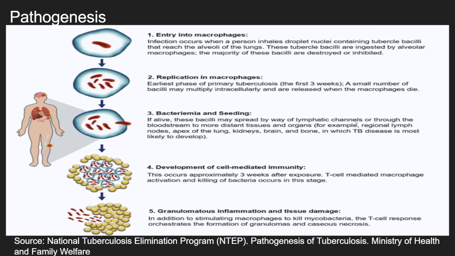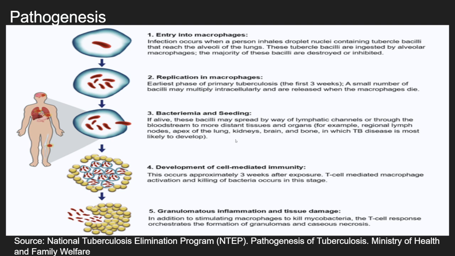So looking here, we see a diagram showing the pathogenesis of Mycobacterium tuberculosis. Here we see the entry into the macrophages. Infection occurs when a person inhales droplets. Replication in macrophages is the earliest phase of primary tuberculosis, which is the first 3 weeks. A small number of bacilli may multiply and are released when the macrophages die.